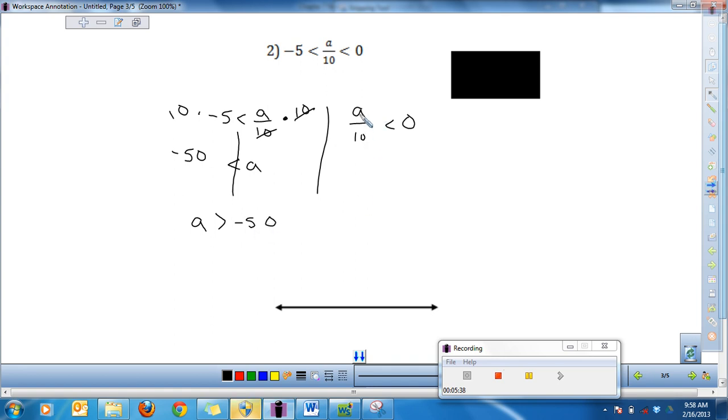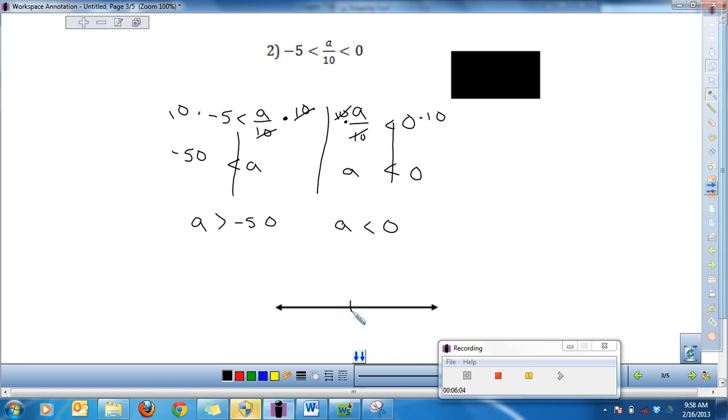Do this one. a divided by 10. So how do I undo a divided by 10? I'm going to multiply both sides by 10. These cancel. I'm left with a. 0 times 10 is 0. I did not multiply by a negative, so I'm going to keep my inequality sign. So my second inequality is a is less than 0.